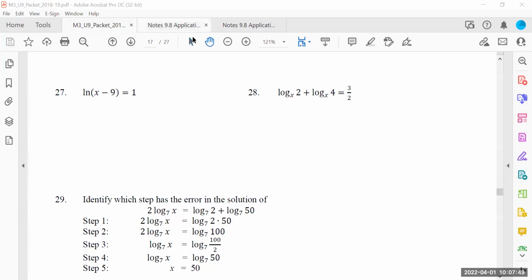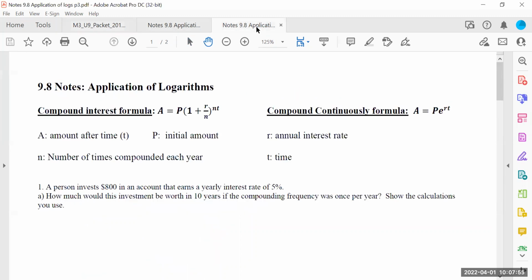There we go. So our very last section of the year. We're looking at the applications. This is our last new section of the year. We're done after today. Everything else is review. It'll be good. So 9.8, applications of logs. Everybody's full attention.